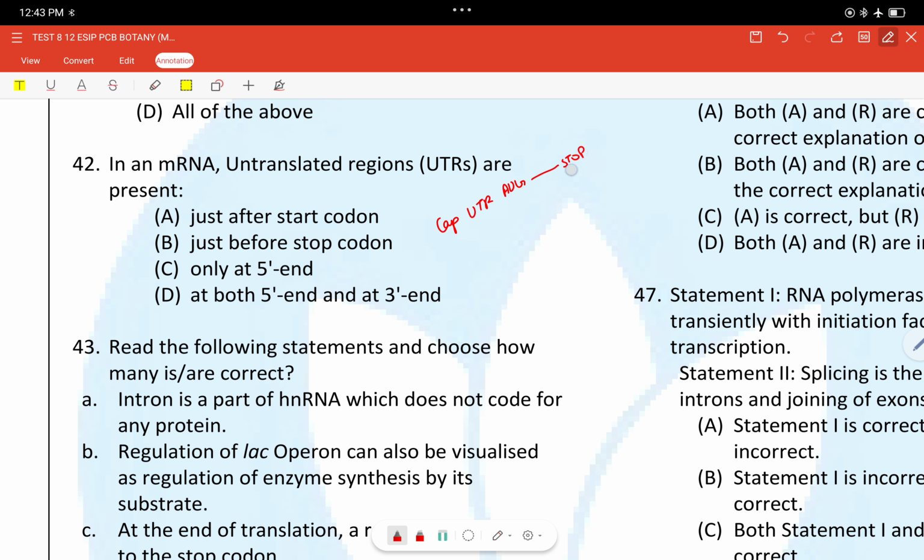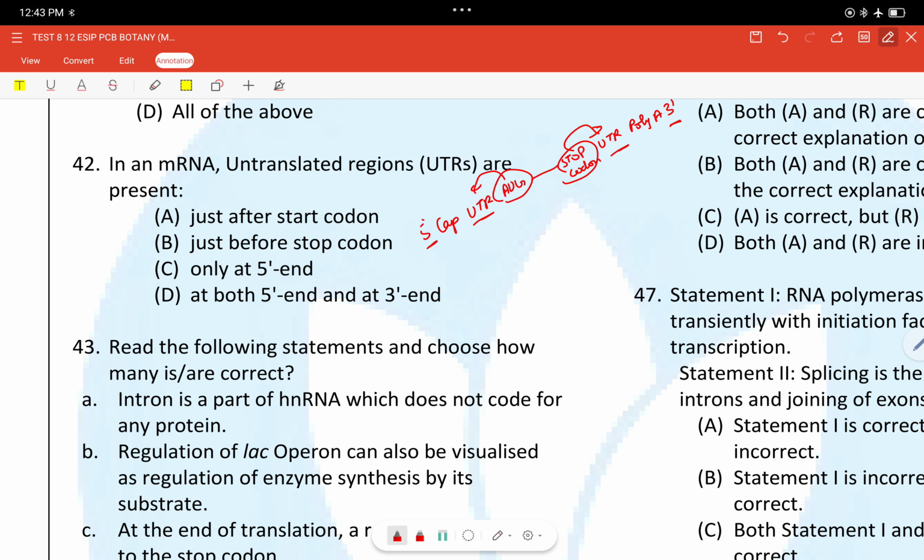Stop codon can be 3 codons. Then again we have a UTR and a poly A tail. That is the structure of mRNA, right? So at the 5 prime end we have a UTR before the start codon, and at the 3 prime end we have a UTR after the stop codon.